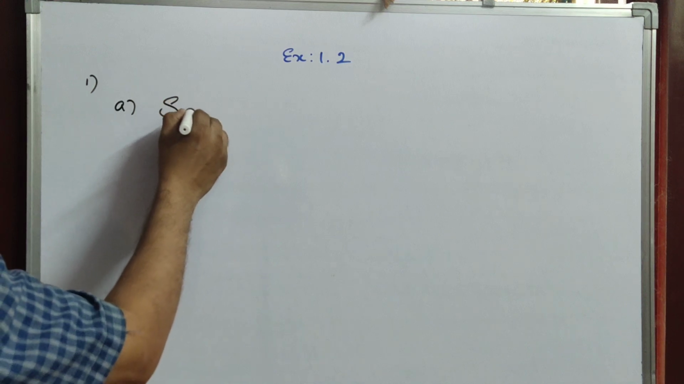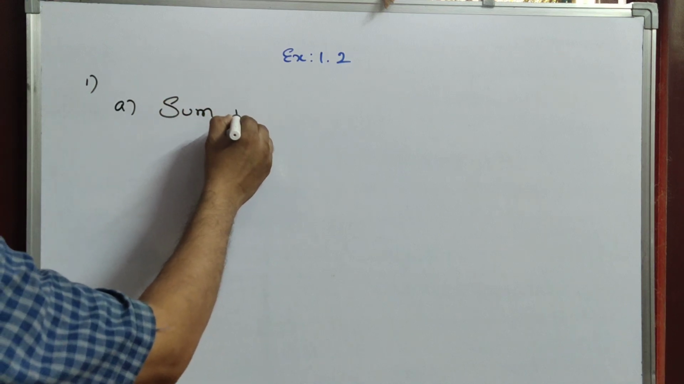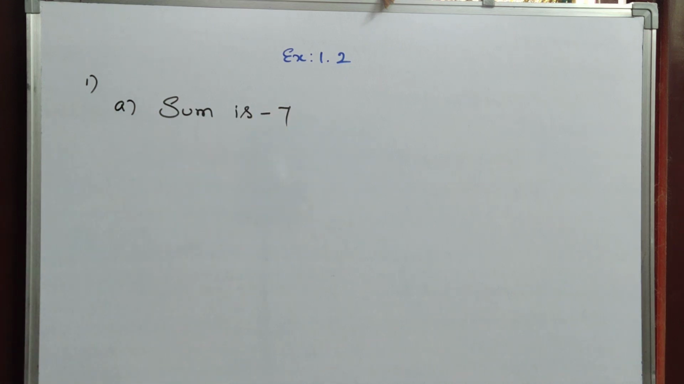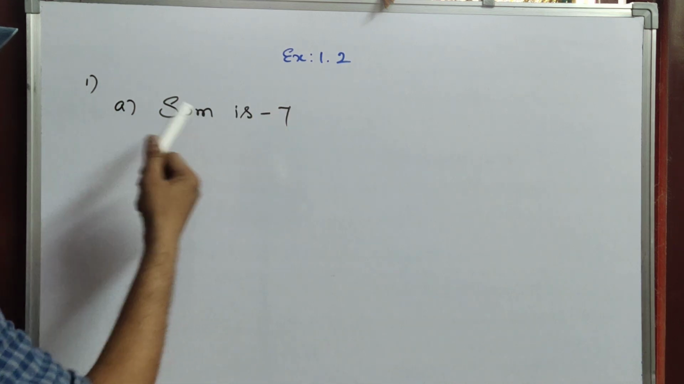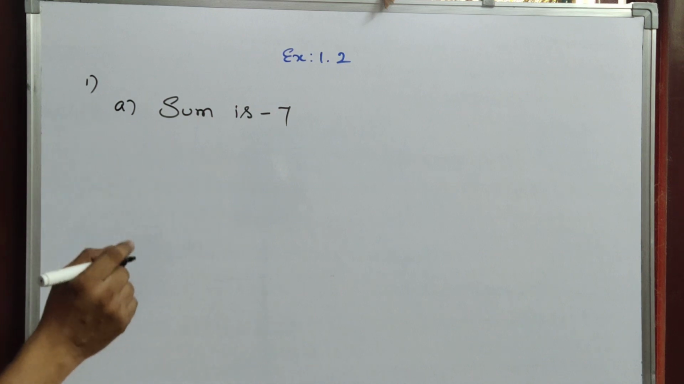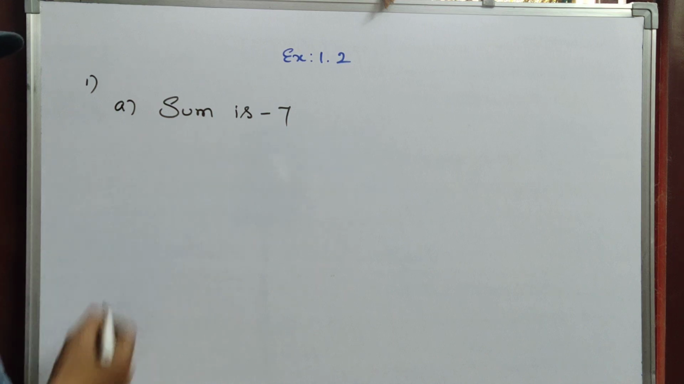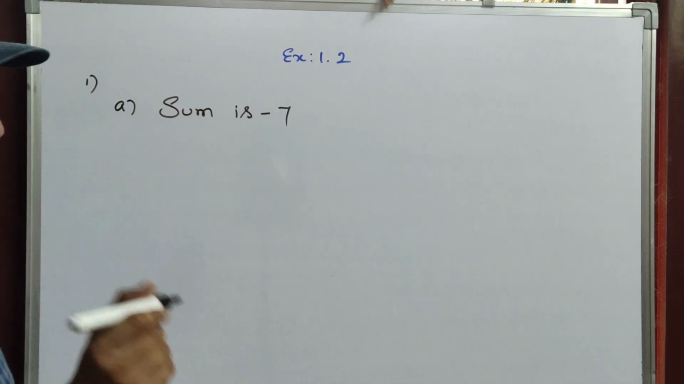Sum is -7. It is asking to find a pair. Pair means two numbers, any two numbers, which if you add, you should get the answer -7. But here I'll tell you one logic, children.